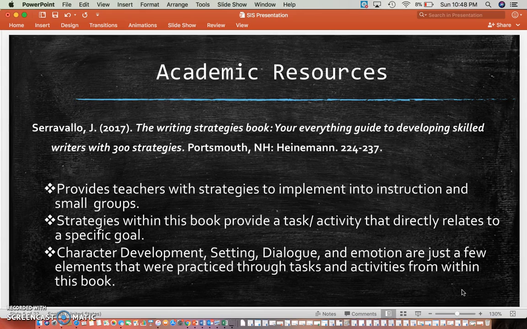In my case, I'm working with narrative writing, so I specifically looked for tasks and activities that would implement those narrative elements. I mainly focused on the elements such as character development, setting, dialogue, and emotion within some of the activities and tasks that I wanted the students to practice.